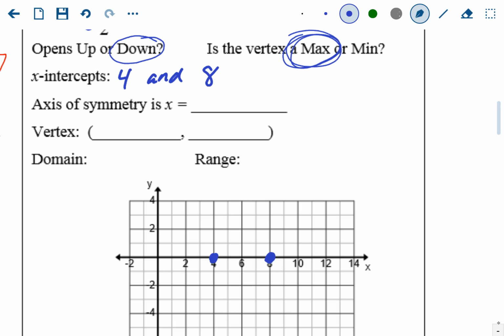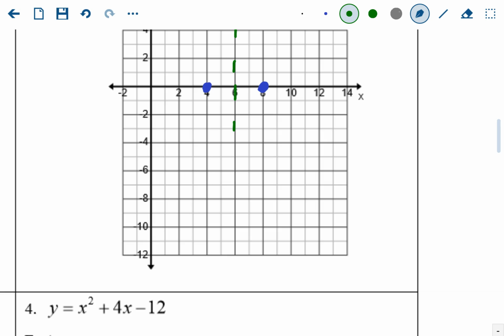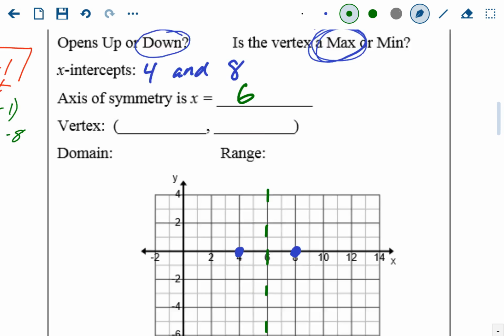Alright, just looking at that graph, looking at those 2 points I drew, you've got 4 and 8. Halfway between them is 6. Halfway between them is always going to be the axis of symmetry, so we don't have to use the formula. We can just see it. It's going to be 6. X equals 6 for the axis of symmetry. Again, you could have added the two x-intercepts together and divided by 2.